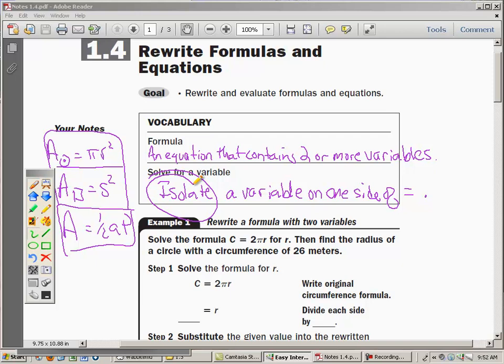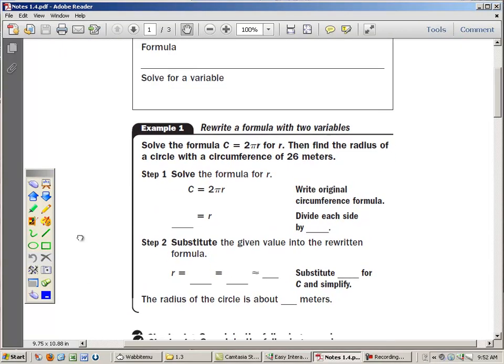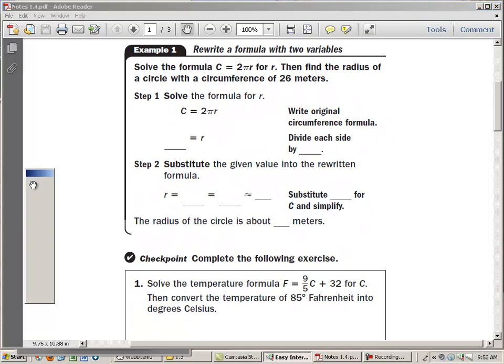All right. So rewriting a formula with two variables, let's talk a little bit about a few examples here. When we're trying to solve a formula for a specific variable, basically it says this. We're trying to solve the formula circumference equals 2 pi r for r, which happens to be the formula for circumference. We're trying to get that radius all by itself. It says then find the radius of a circle with a circumference of 26 meters. We're going to deal with that second statement in just a few minutes. But the first thing is we need to write this so that it says r equals. We're trying to isolate r.